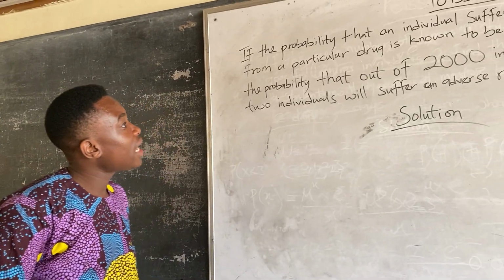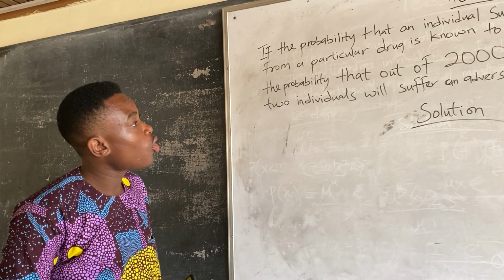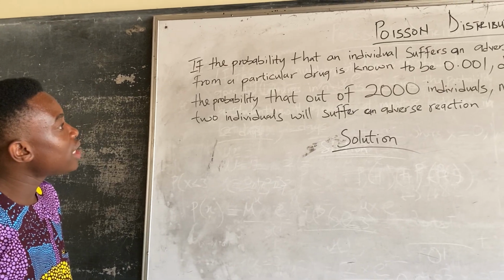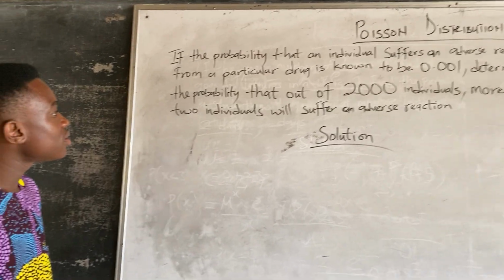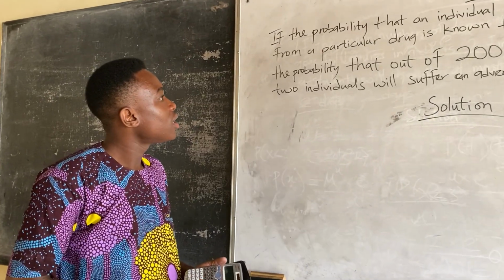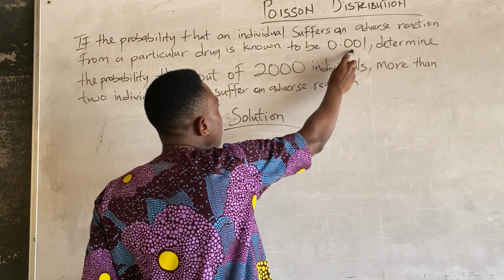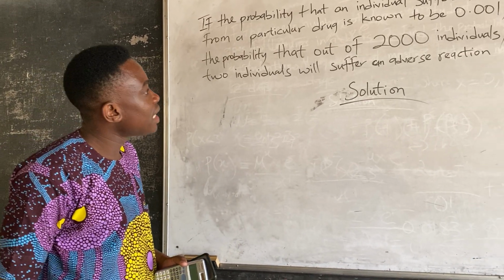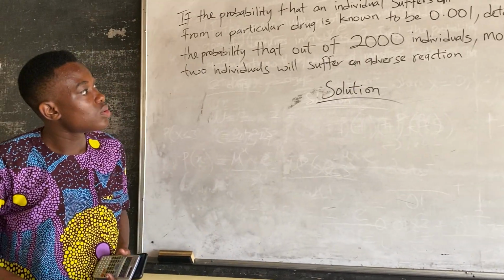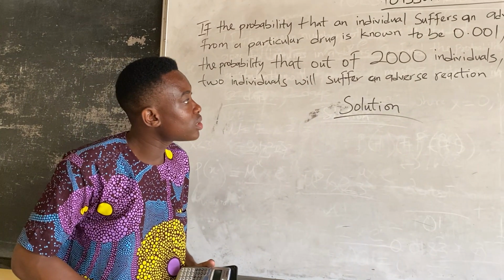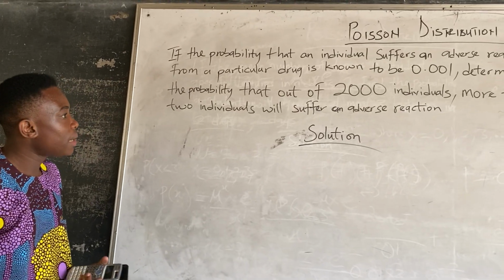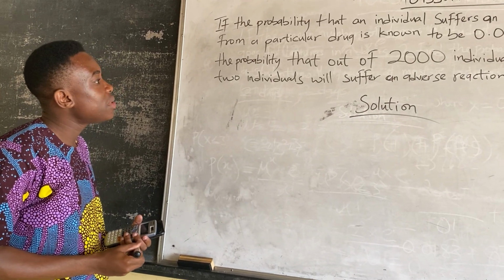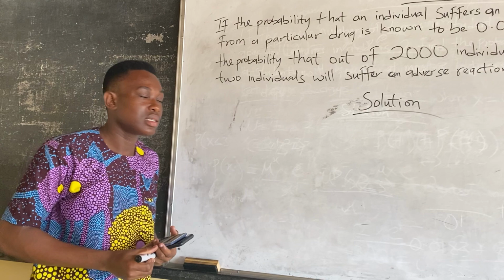Reading this question, you realize there was no mention of an average or a mean inside the question. There was no expected value, there is no variance or standard deviation. But a figure was given, and then a number of individuals was given as well. But we have our x value. The question wants us to determine the probability that more than 2 individuals will suffer an adverse reaction.